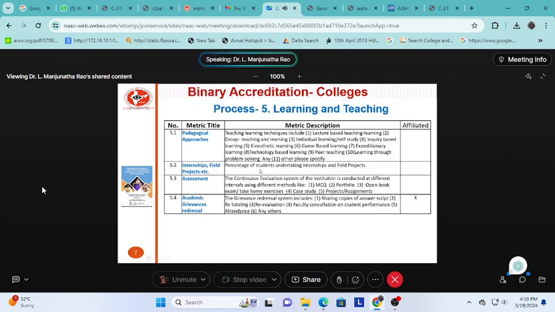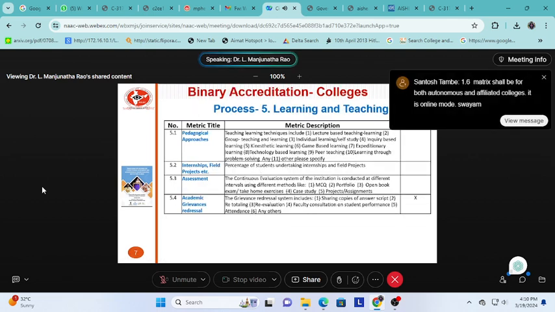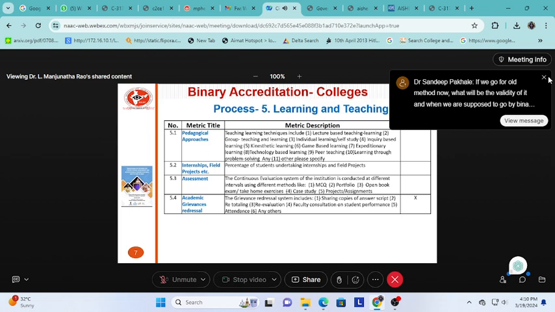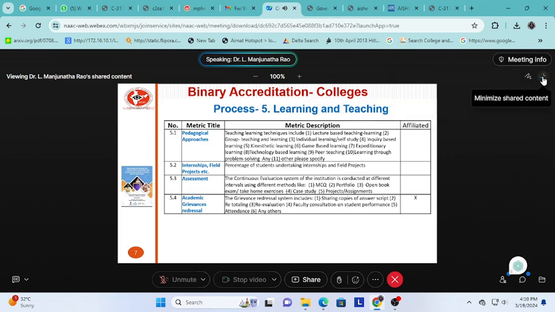Learning and teaching, these are the process-oriented metrics. Pedagogical approaches: what are the various teaching models or methodologies adopted for the teaching-learning process. Internships and field projects, percentage of students undertaking internships and field projects. How many students have undergone internship and field projects out of the total number of students?